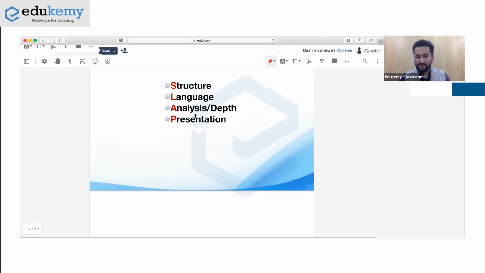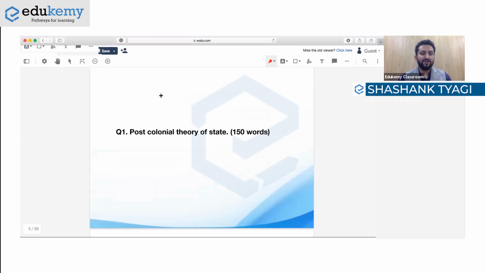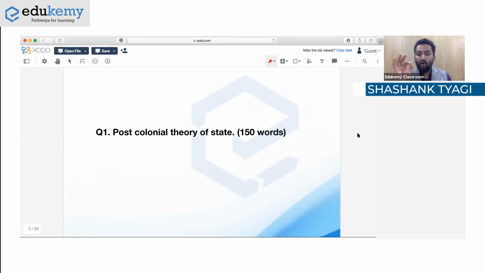Let's start this session with the first question. The first question is post-colonial theory of state, 150 words. This is question number 1, subpart A, which was asked in 2020. It is a 10 marker. So how you can approach it, what is the content, and what is the structure, these 3 points we have to cover.